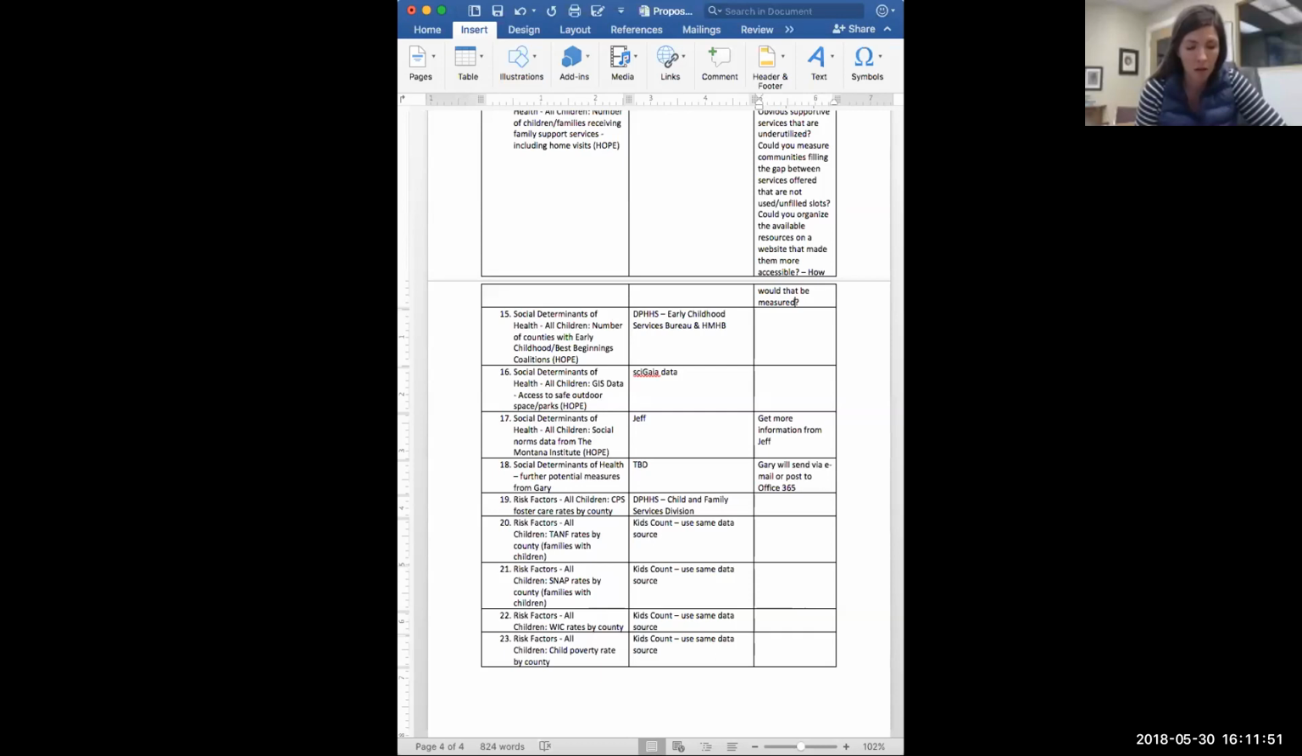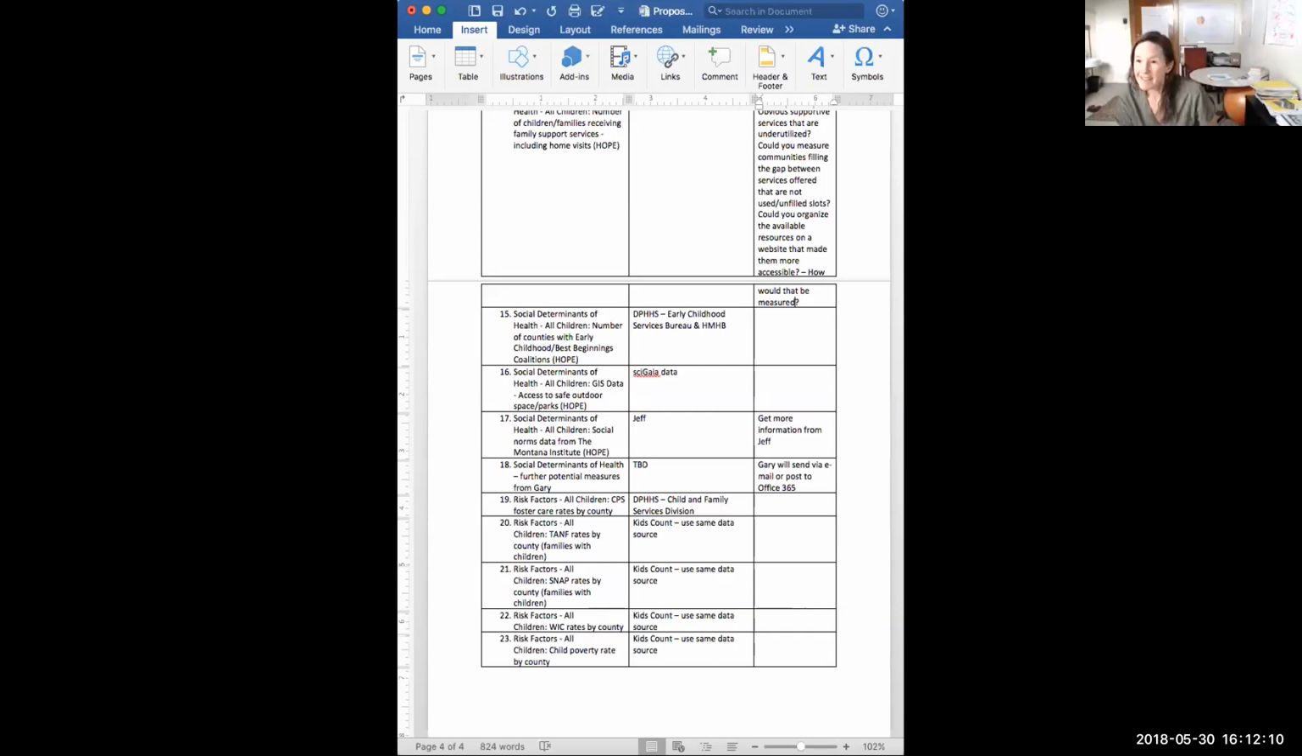The whole Healthy Families program, the home visiting program at Lewis and Clark County, bases their whole performance metric for a year on increasing referral sources. So that's available in Lewis and Clark County, but not necessarily everywhere else.